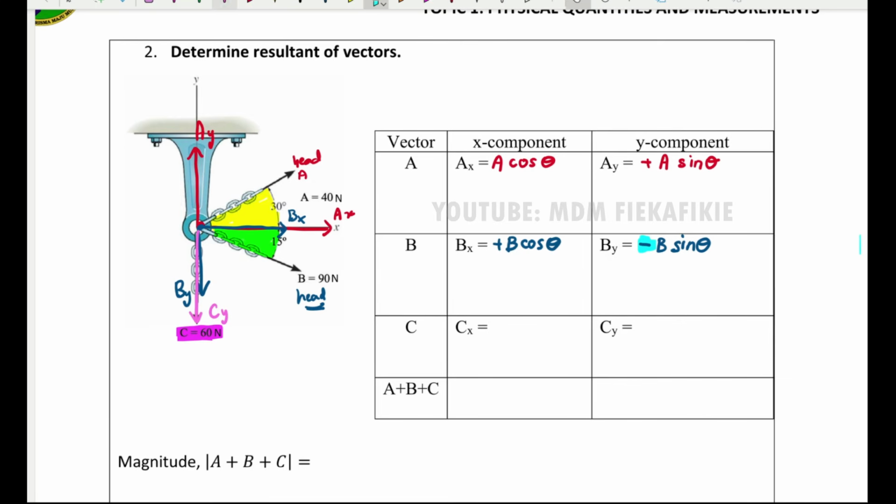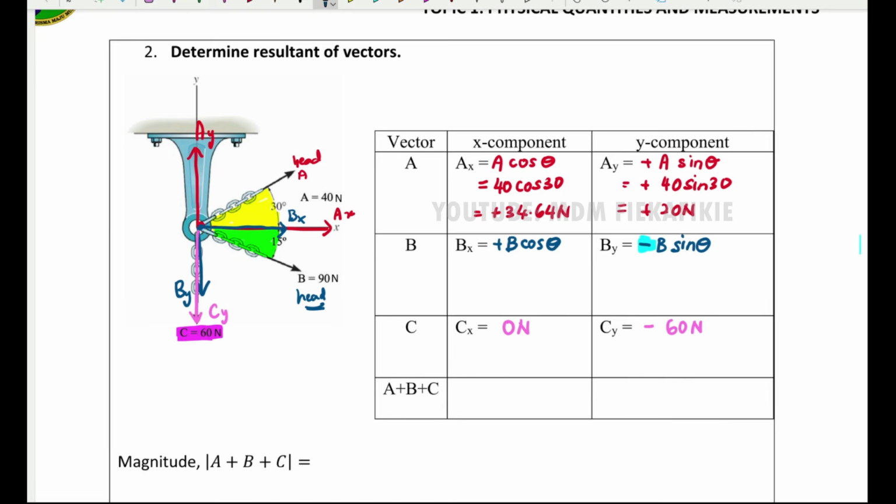Okey. Jadi, untuk CY, kita ada nilai iaitu negatif 60 Newton. Tak perlu nak resolve. And then CX kita tak ada. Letak je terus. Okey. So, sekarang you boleh masukkan nilai dia. AX is 40 cos 30 degree, and it is positive 34.64 Newton. AY also positive 40 sin 30, and then positive 20 Newton. Okay, dah siap dah resolve A.